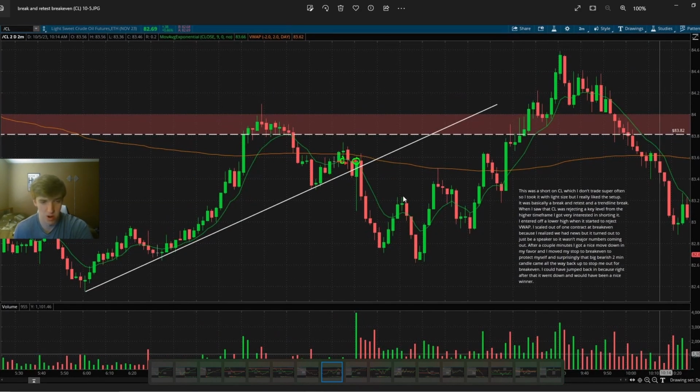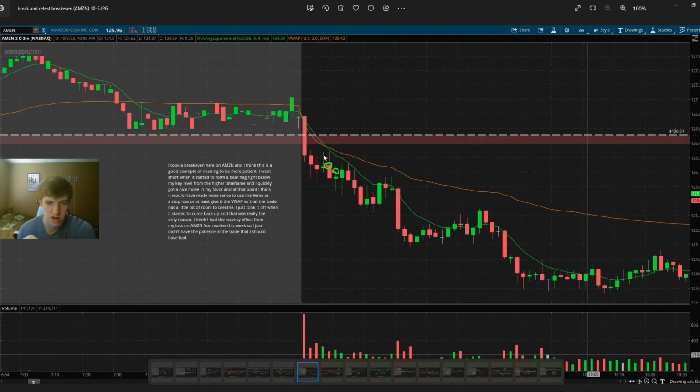Next trade was on oil, actually. This was a nice trend line breakdown, plus we were rejecting a key level, plus the VWAP. It could have been a nice win, but I got stopped at a break even. This was a break even on Amazon. I took this bear flag below this key level as well as the VWAP, and I just wasn't patient enough here, so I took it off at break even. I think I was also scared because Amazon kind of burned me earlier in the week, so I thought it was going to be choppy again, but yeah, I should have been more patient there.